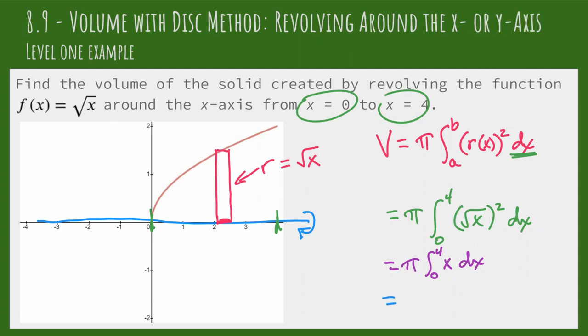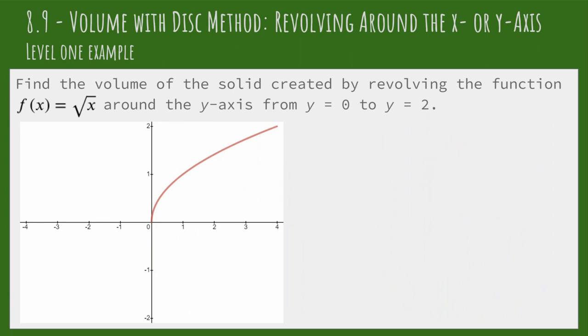So the antiderivative of x is x squared over 2. We still have the pi. We're evaluating that from 0 to 4. So this is going to be pi times 4 squared over 2 minus 0. So 4 squared over 2 is 8. So our volume is going to be 8 pi.